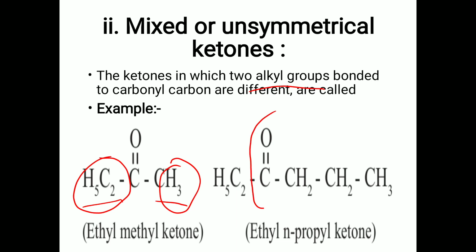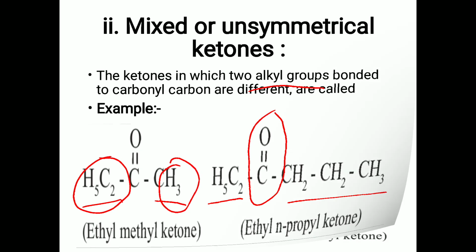Now here also we find that the carbonyl carbon is attached to two different alkyl groups. One is ethyl, another is propyl. So it is also one of the examples of the mixed or unsymmetrical ketones.